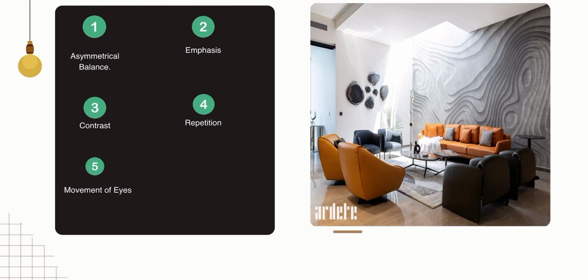Despite the contrast, there is a unified color palette. Orange, blacks, grays, and white are repeated throughout. Shapes and lines are consistent. Curved chairs, circular wall decor, and wavy wall texture all share organic flowing lines. Repetition of curved lines in the wall design, chairs, and wall decor guides the eye smoothly through the space.